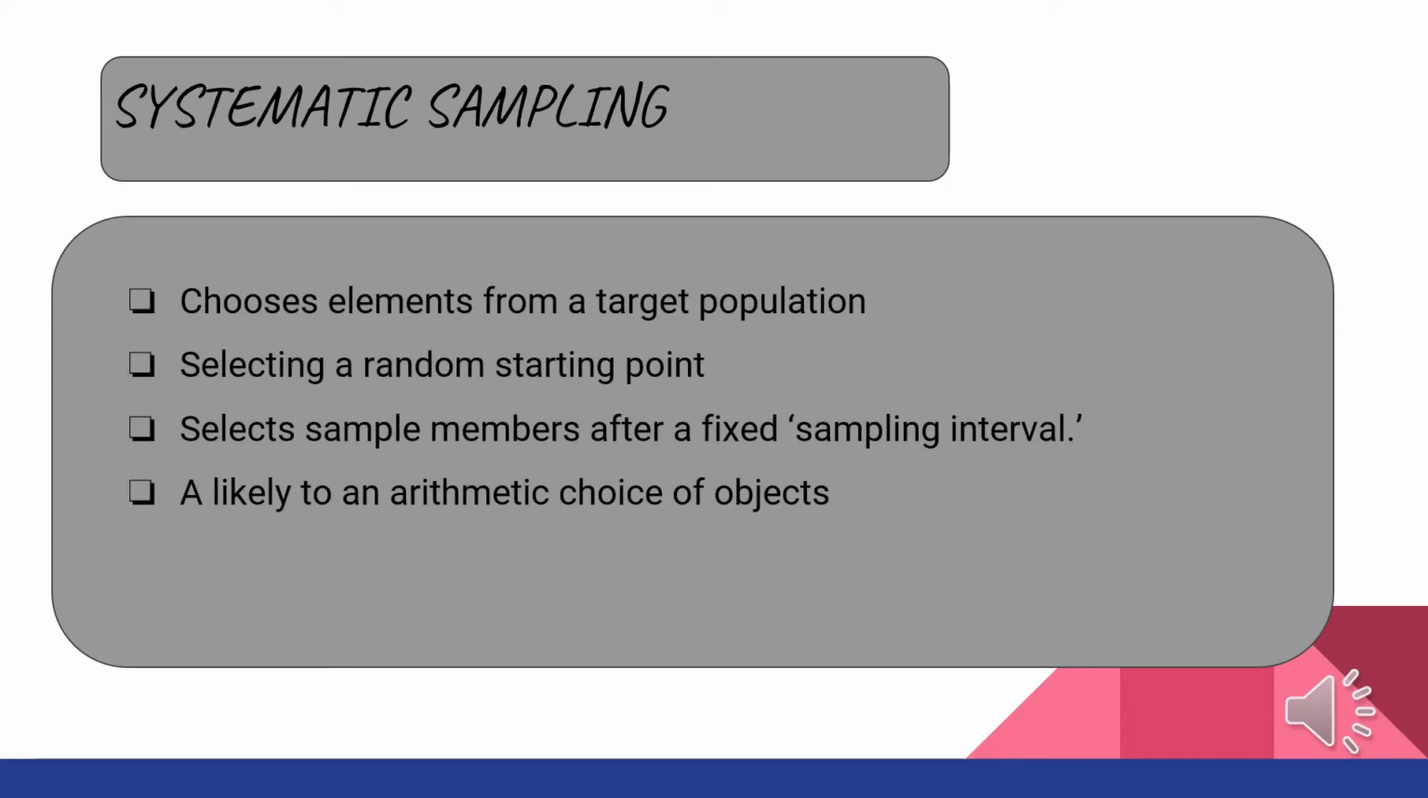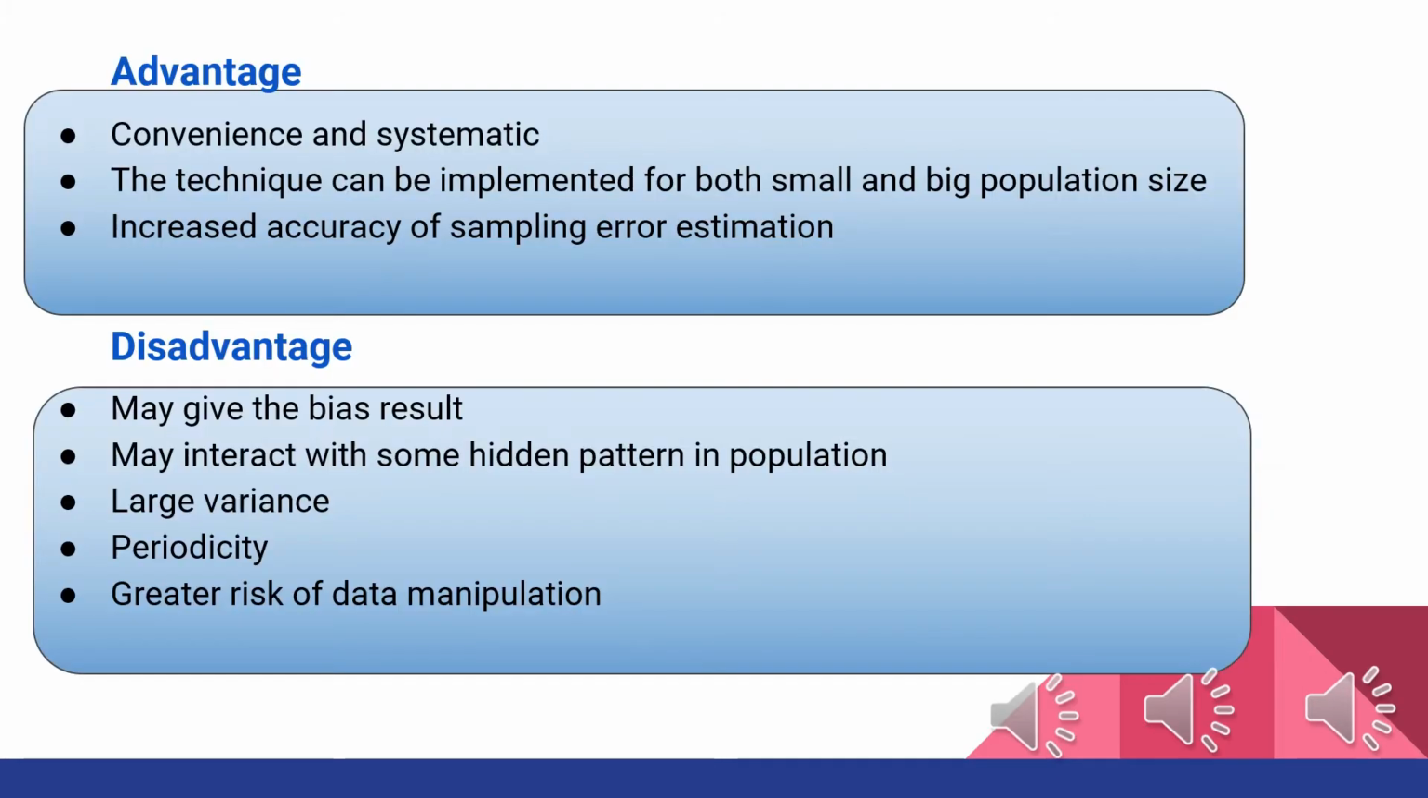Systematic sampling. Systematic sampling is a type of probability sampling method in which we choose elements from a target population by selecting a random starting point as a sample and after that fixing the sampling interval. This sampling method is like an arithmetic choice of objects.